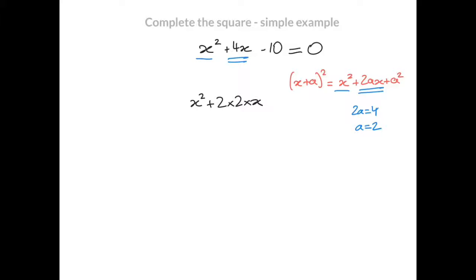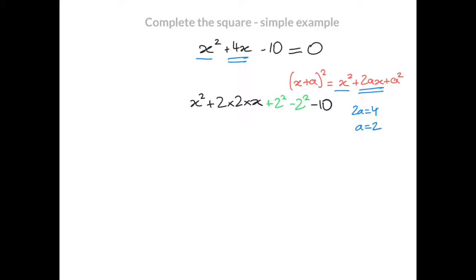And then you see that the a squared here should be 2 squared, it's a 4, it's not what we have. So we are going to use a little trick, and we are going to add this 2 squared anyway. And to balance things out, we are going to subtract it. Let's not forget the -10 that we have at the end.